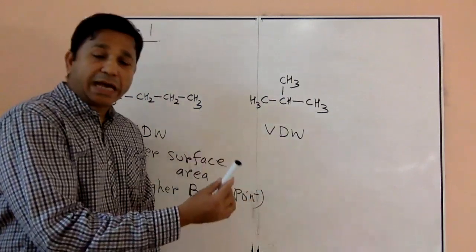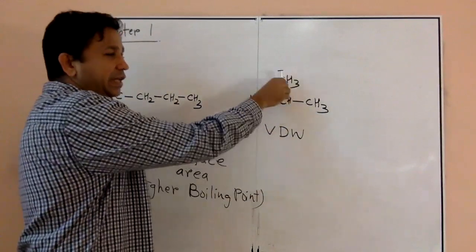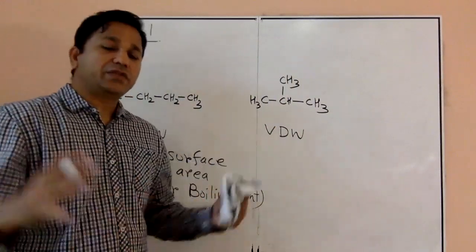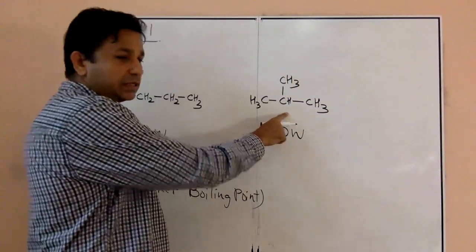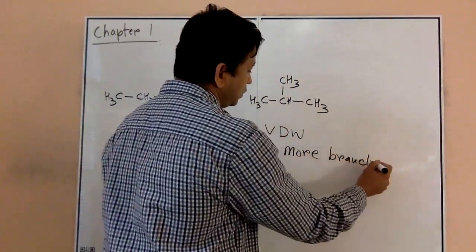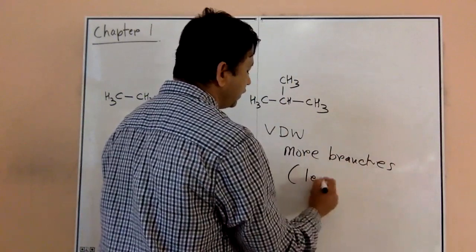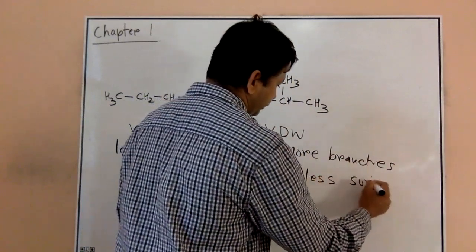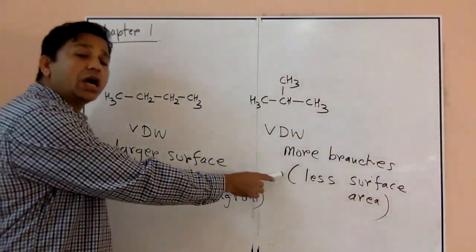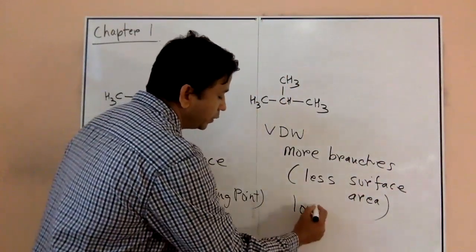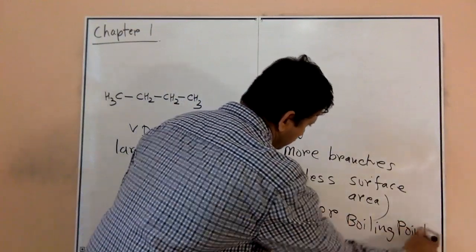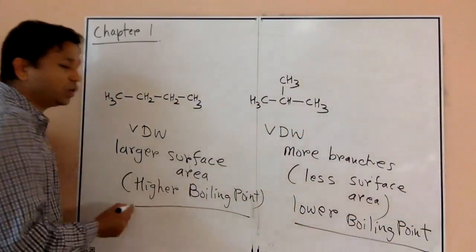All right. Another way to look at it is look at the branches. So this is your chain, and then you have branches. So when you add more branches, okay, you basically reduce the surface area. Surface area goes down, and that's why this will be the less. So more branches, then you have less surface area. Okay, so that should have the lower boiling point. So lower boiling point. All right, so higher boiling point and lower boiling point.